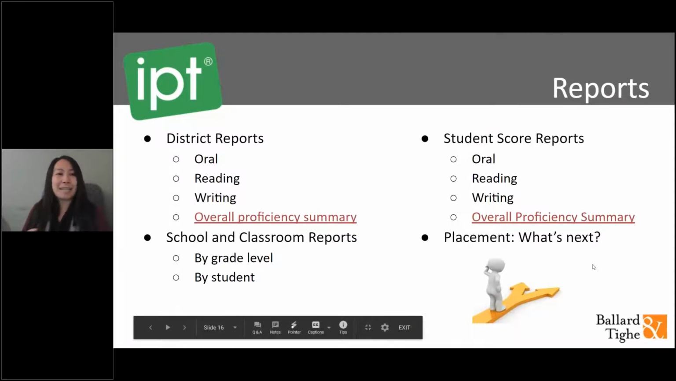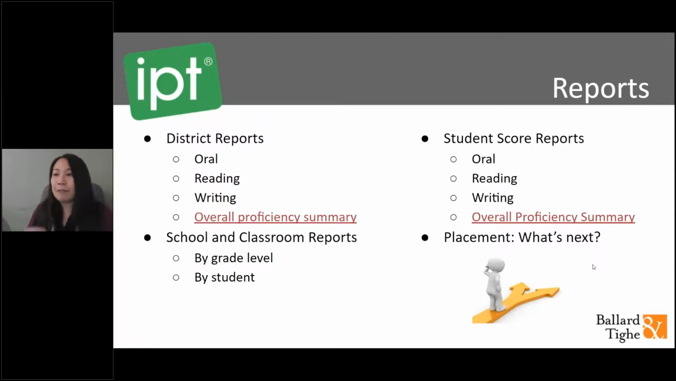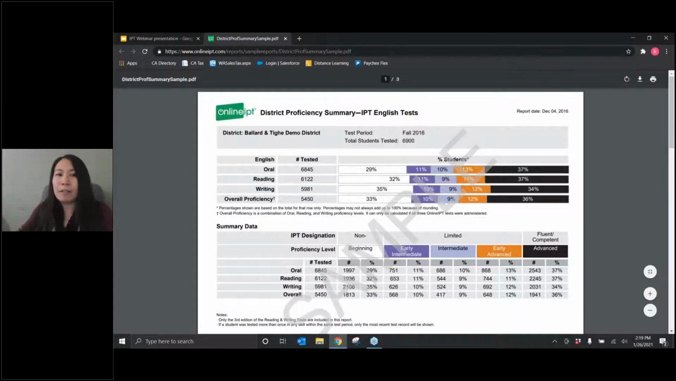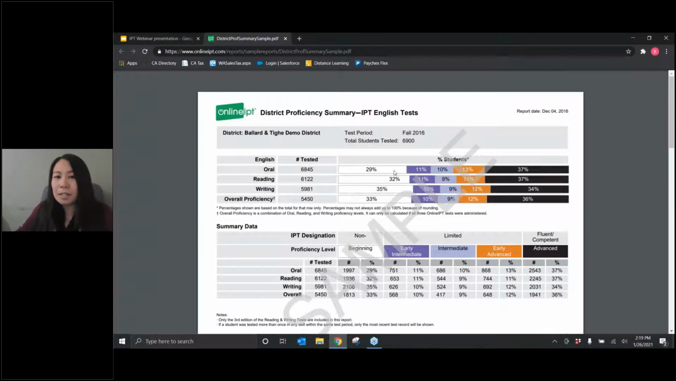All right, for the IPT, we have district level reports. These are really great because you can see just oral, just reading, just writing, or you can see an overall proficiency summary at the district level. What is great about this is you can see the percentages of students at the different levels, for example, those at beginning or early intermediate, and all these at advanced. So you could see where your students lie as far as levels.